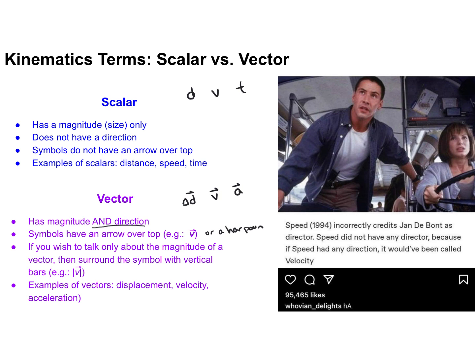Sometimes you want to talk about a vector, but only its magnitude, and you want to ignore the direction. If you want to talk about a vector but ignore its direction, then you put vertical bars around it. You might recognize them as absolute value bars from math class. You put vertical bars around any vector quantity, and that indicates to the reader that you're only going to talk about its magnitude, no direction.